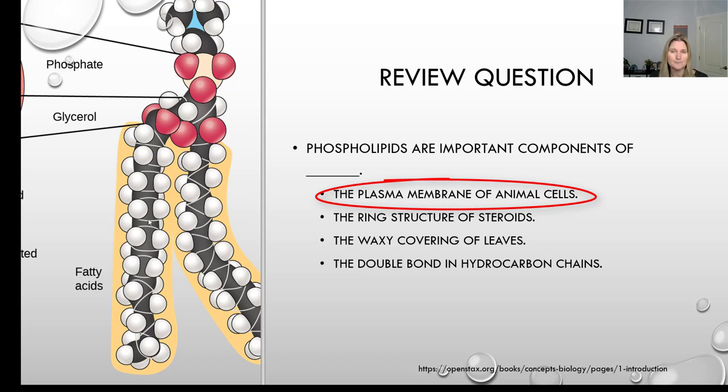So here's an example of a phospholipid. Remember, the phospholipid has a hydrophilic head and hydrophobic tails, okay? And so when we have a phospholipid bilayer, we have two of these phospholipids where the fatty acids are facing each other and the hydrophilic heads, the phosphate groups, are facing outward. So they make the plasma membrane.